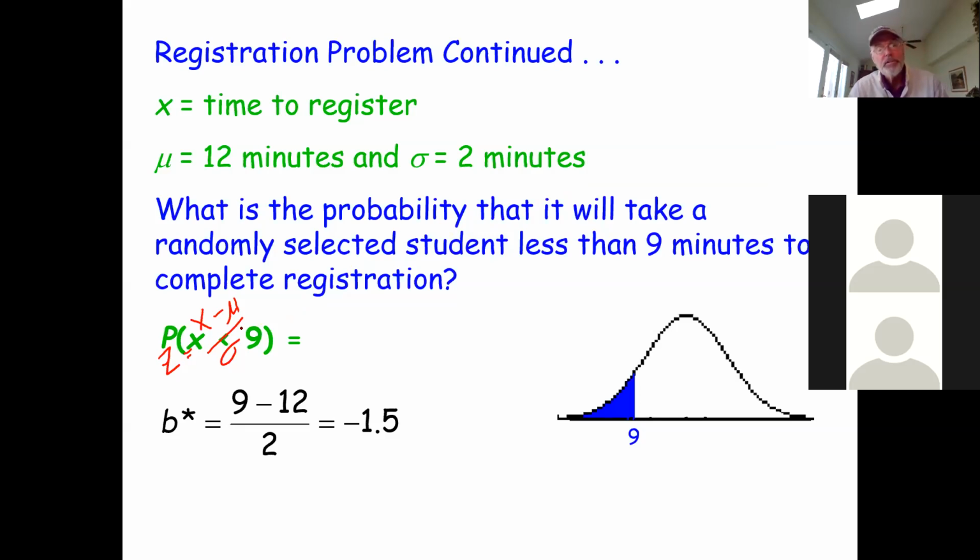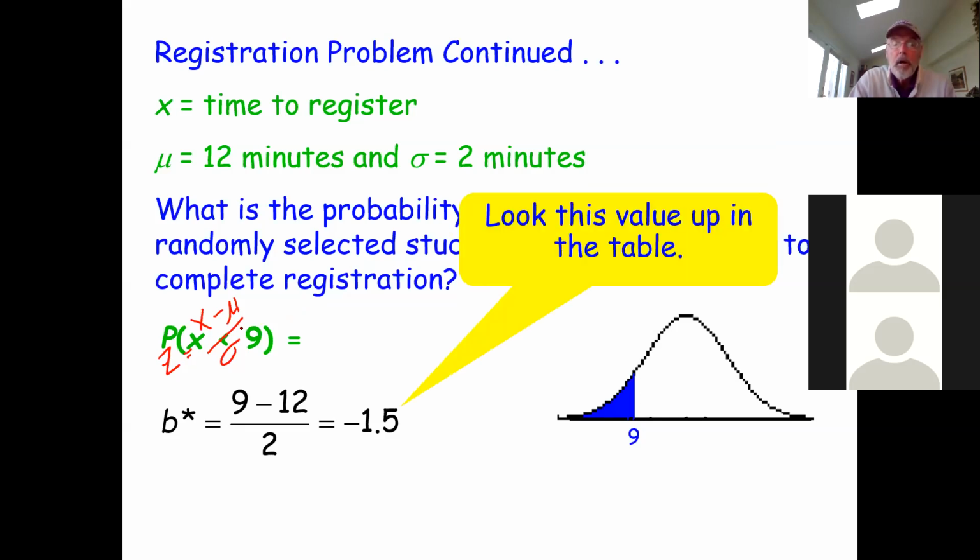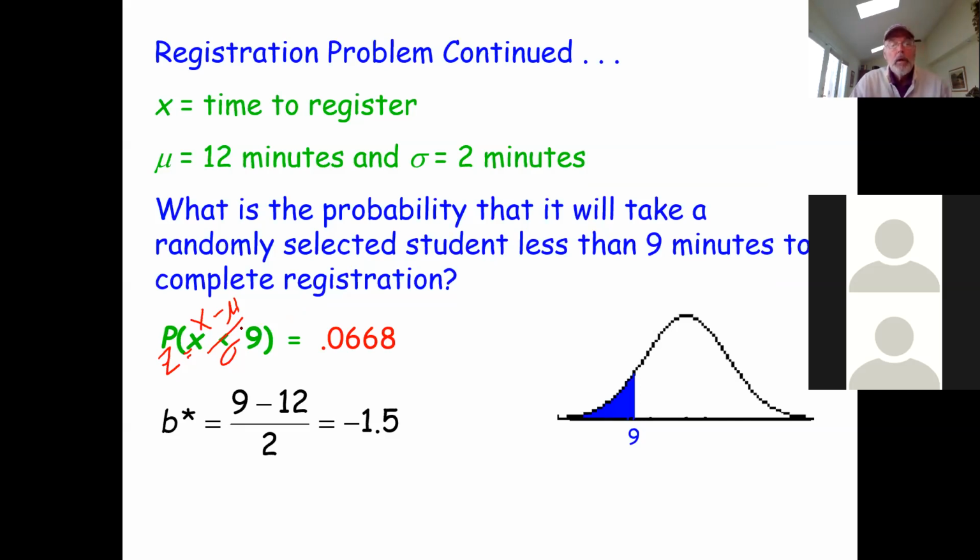So this gets us a z-score, and we can then think about what the probability of that is. If we were to look for a z-score of negative 1.5, this would be the probability of that value. So what is the probability that a student gets through in less than 9 minutes? 0.067.